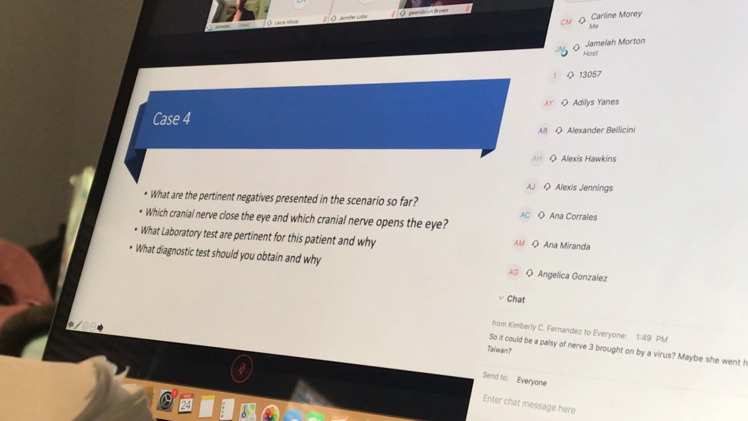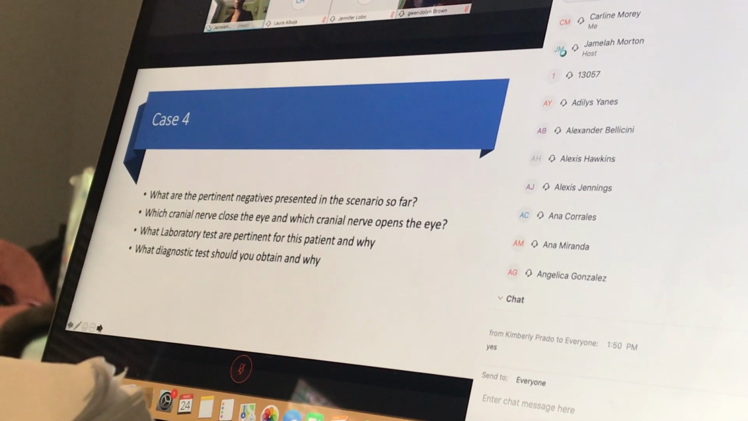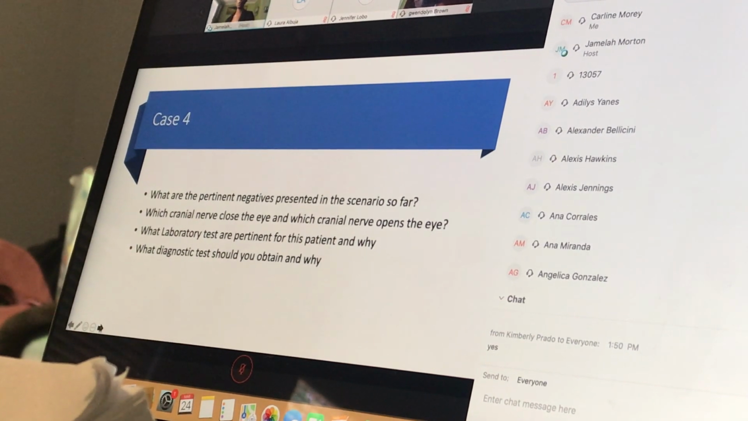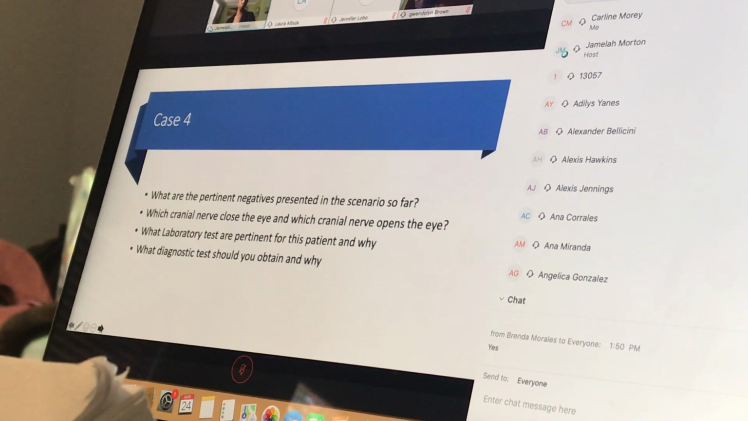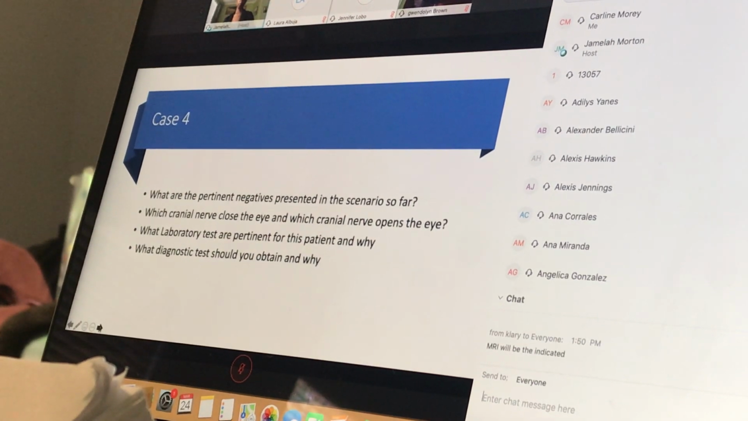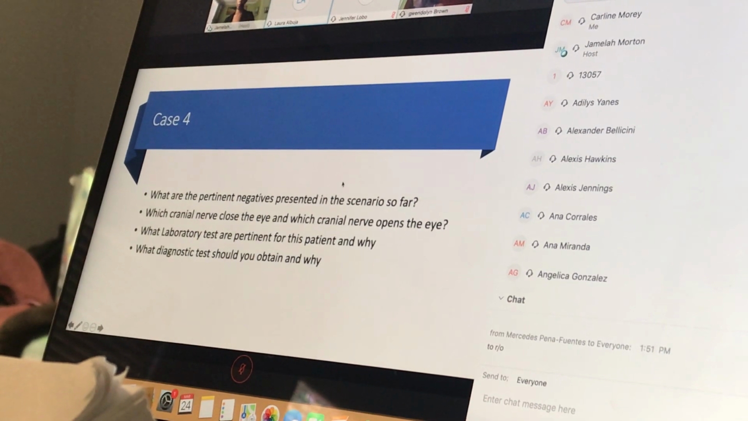What about an MRI? Would you do an MRI? I know you did a CT and your CT was negative. Remember, we just talked about CTs not being really good at looking at tissue. So would you do an MRI? Yes. MRI might be indicated, yes, to rule out. Okay, beautiful.